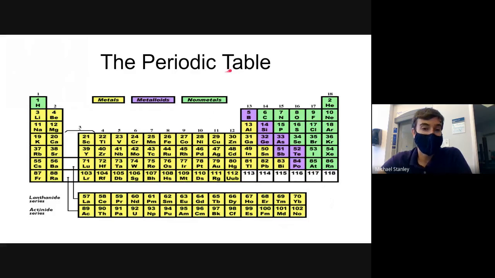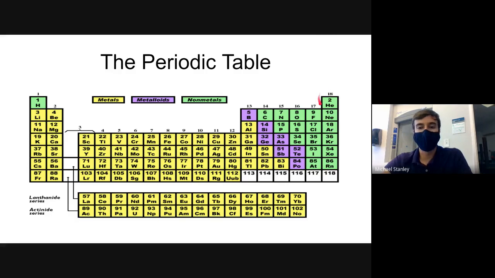So here is the periodic table. You've probably seen it before if you've ever taken a high school science class of any kind. It's probably been up on one of the walls in the room. It's this big chart made up of all these little boxes, and every single one of these boxes is a different atom.